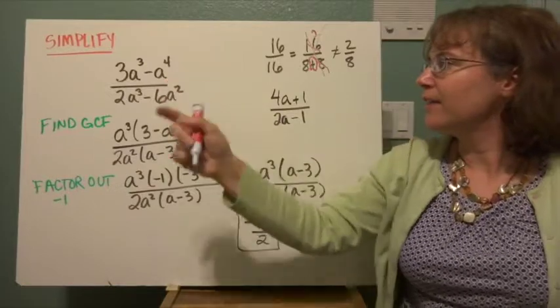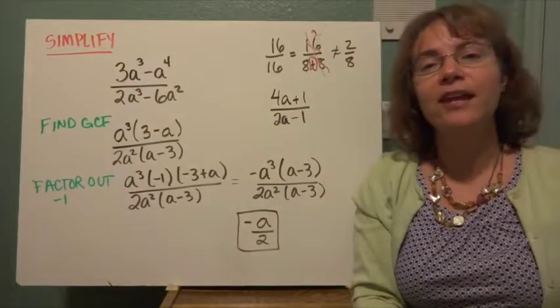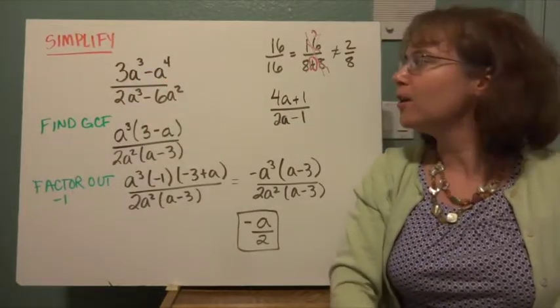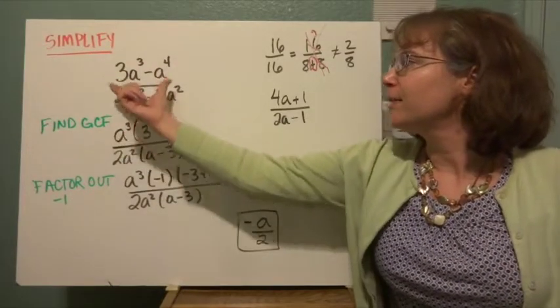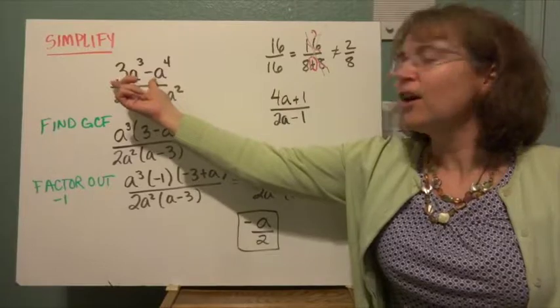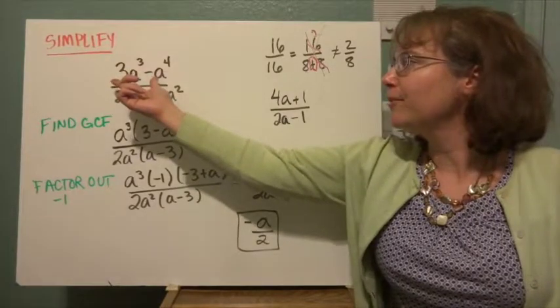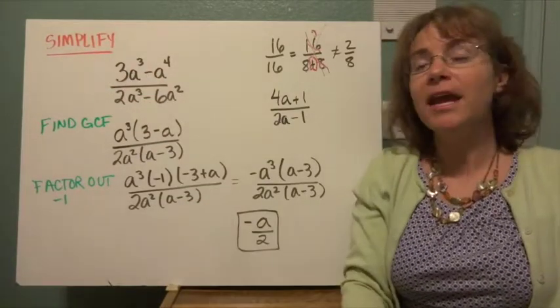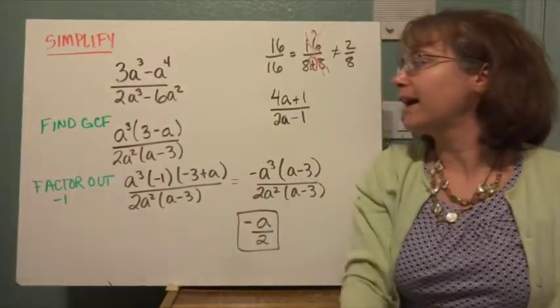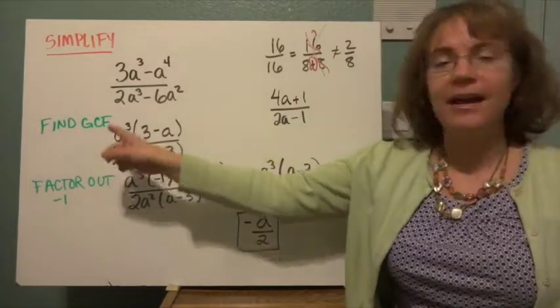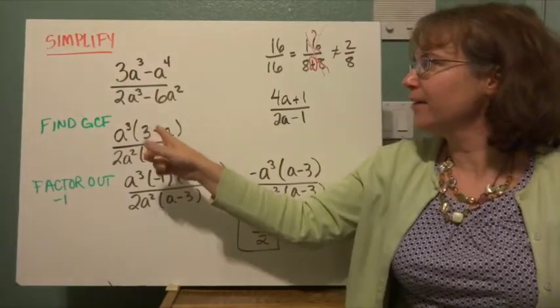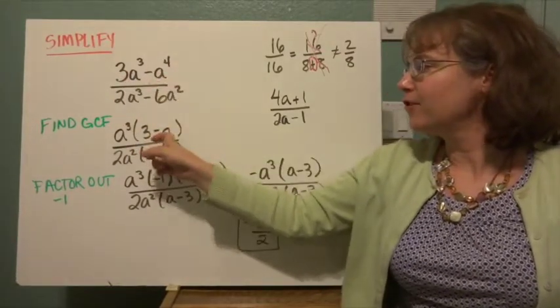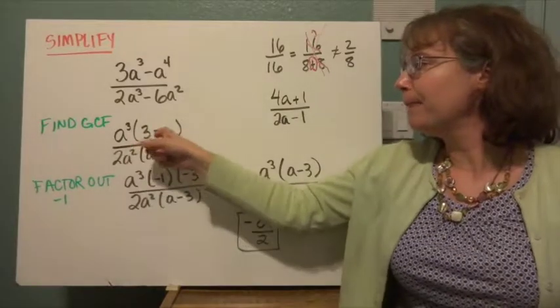So looking at this, if we have 3a cubed minus a to the fourth over 2a cubed minus 6a squared, you want to look to see if you can factor something out. So we're going to look up here. Our GCF, our greatest common factor of the numerator, is going to be a to the third. Both of those have factors of a to the third. So I'm going to factor out an a to the third. What I have left is just a 3 here. This divided by a to the 3 is just an a. So I have 3 minus a.